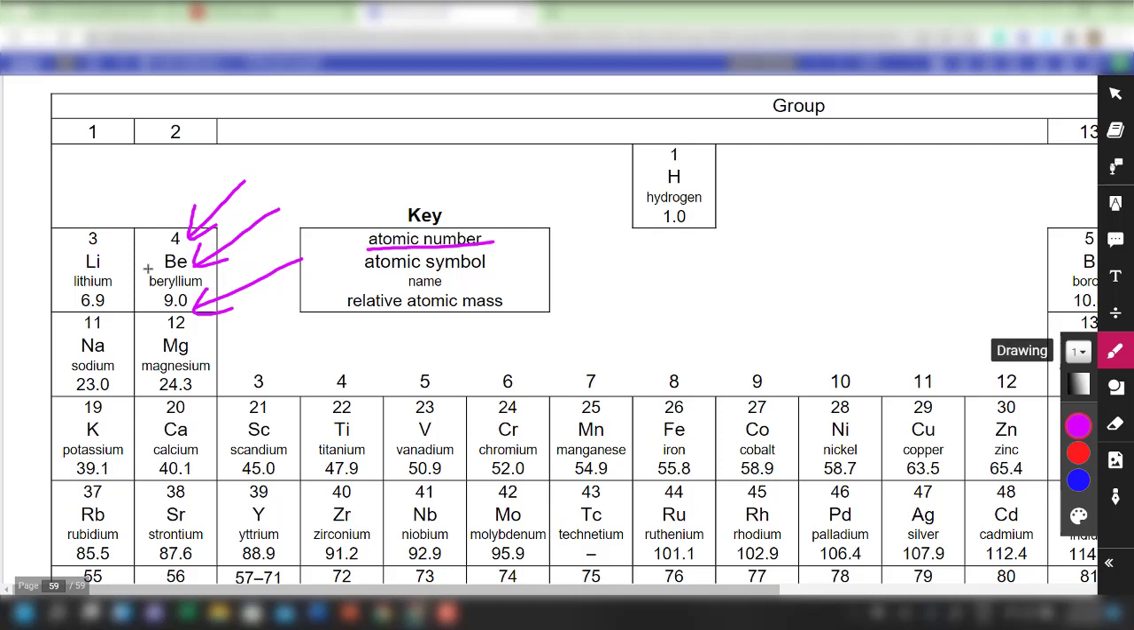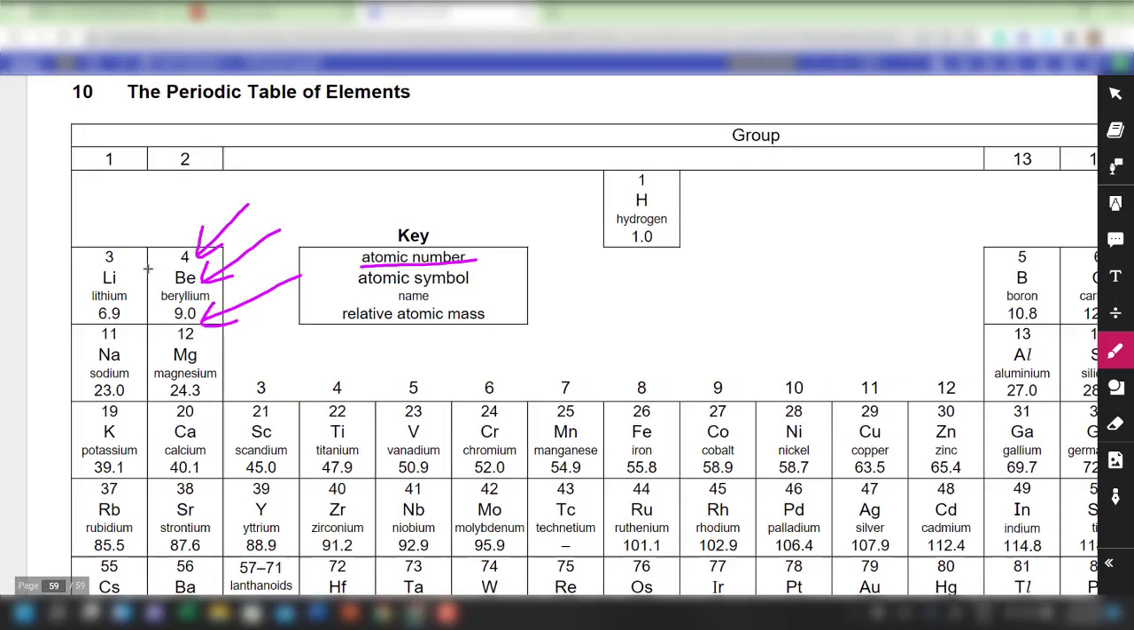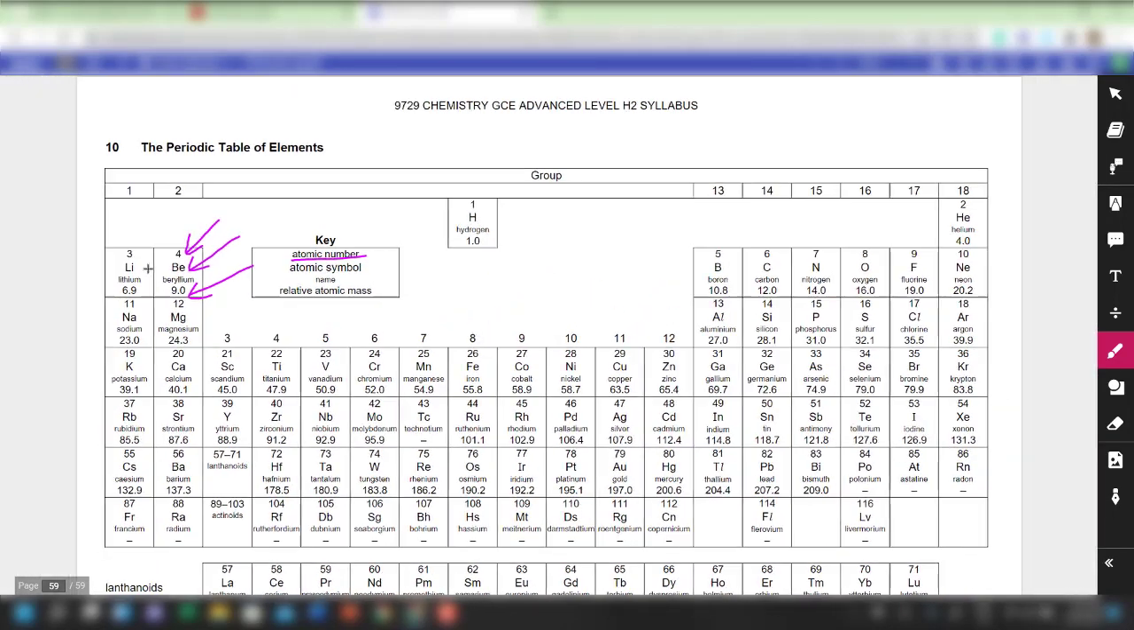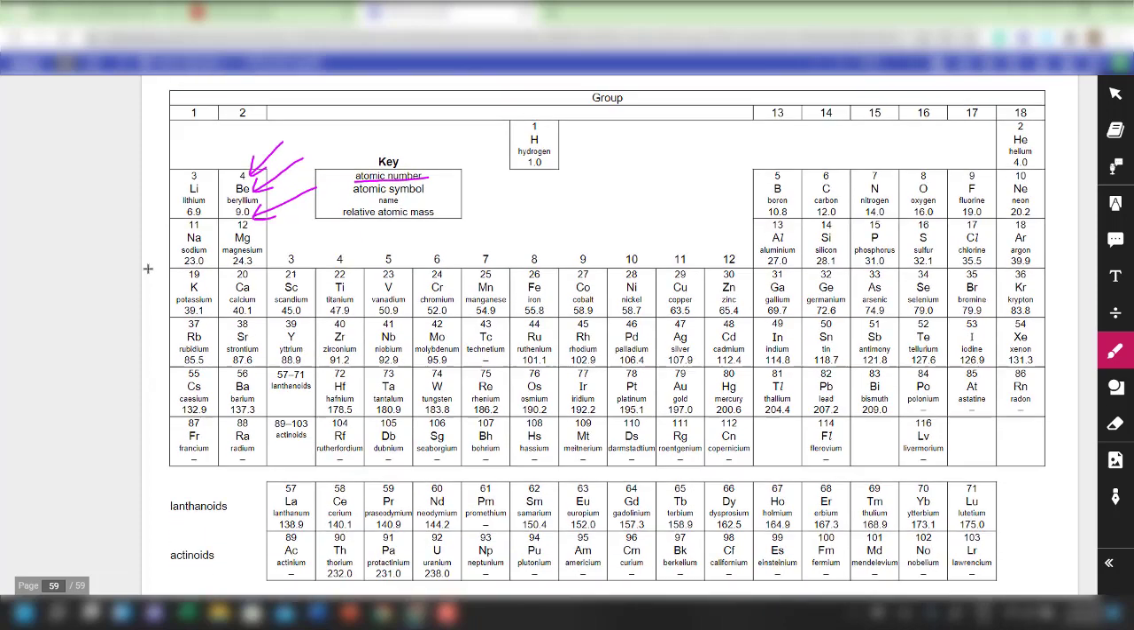So do not use values which you have remembered from secondary school. For example, iron in secondary school is 56, but in A levels is 55.8. And silicon is 28 in O levels, but 28.1 in A levels. So do take note of this. And this is the last page of your data booklet.